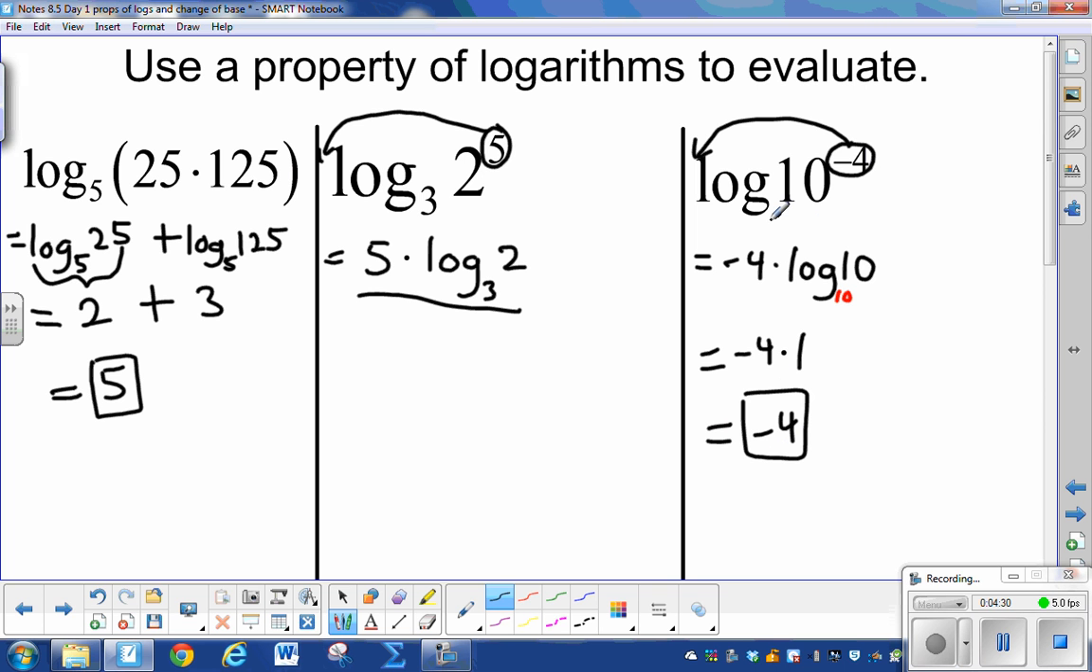Which makes sense because if you think of the 10 down here and you wanted to evaluate this just in your head, 10 to what power is 10 to the negative 4? Well, that'd be a negative 4 because 10 to the negative 4th is 10 to the negative 4th.